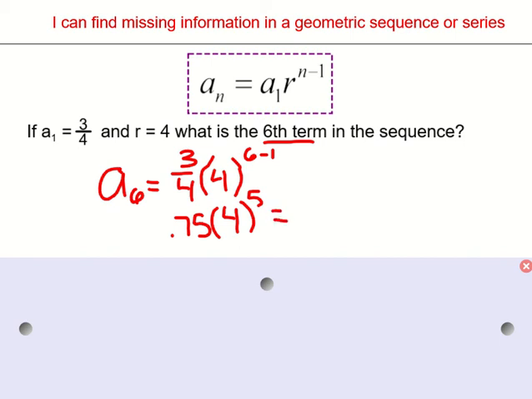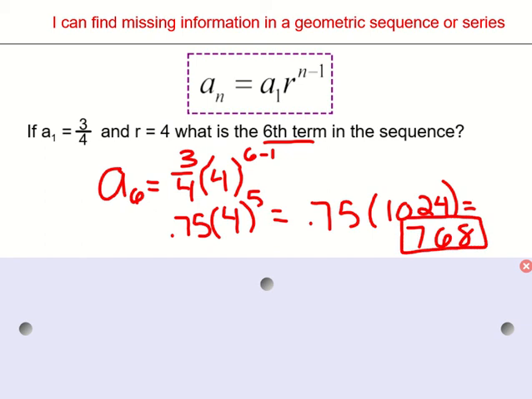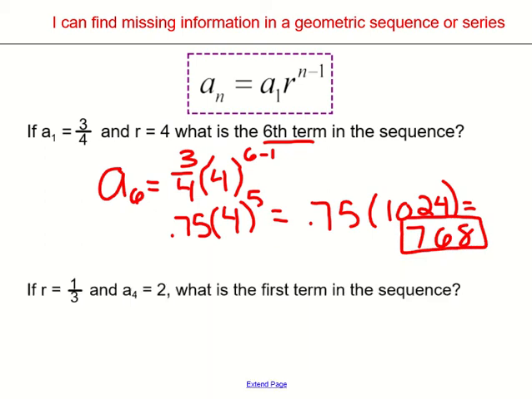Now this is going to give you 0.75 times 1,024, which equals 768. So 768 is the 6th term of that sequence.